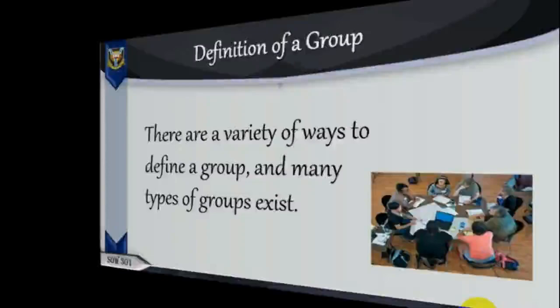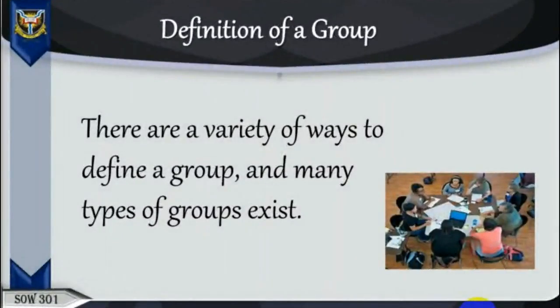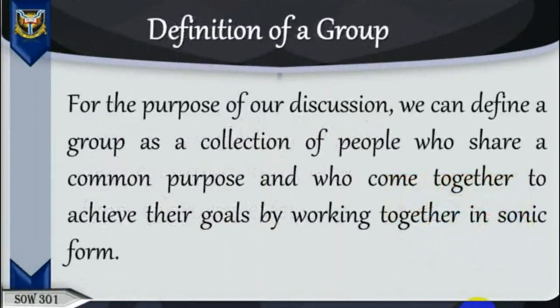Definition of a group. There are a variety of ways to define a group, and many types of groups exist. For the purpose of our discussion, we can define a group as a collection of people who share a common purpose and who come together to achieve their goals by working together in some form.